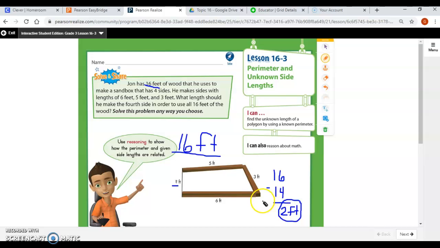Now, what could I do to check my work? If I think this is 2 feet, one way I could check my work would be to add all of this and make sure it gets to John's total of 16 feet. 5 plus 6, we said was 11, plus 3 is 14, plus 2 is 16. So our thinking is correct.